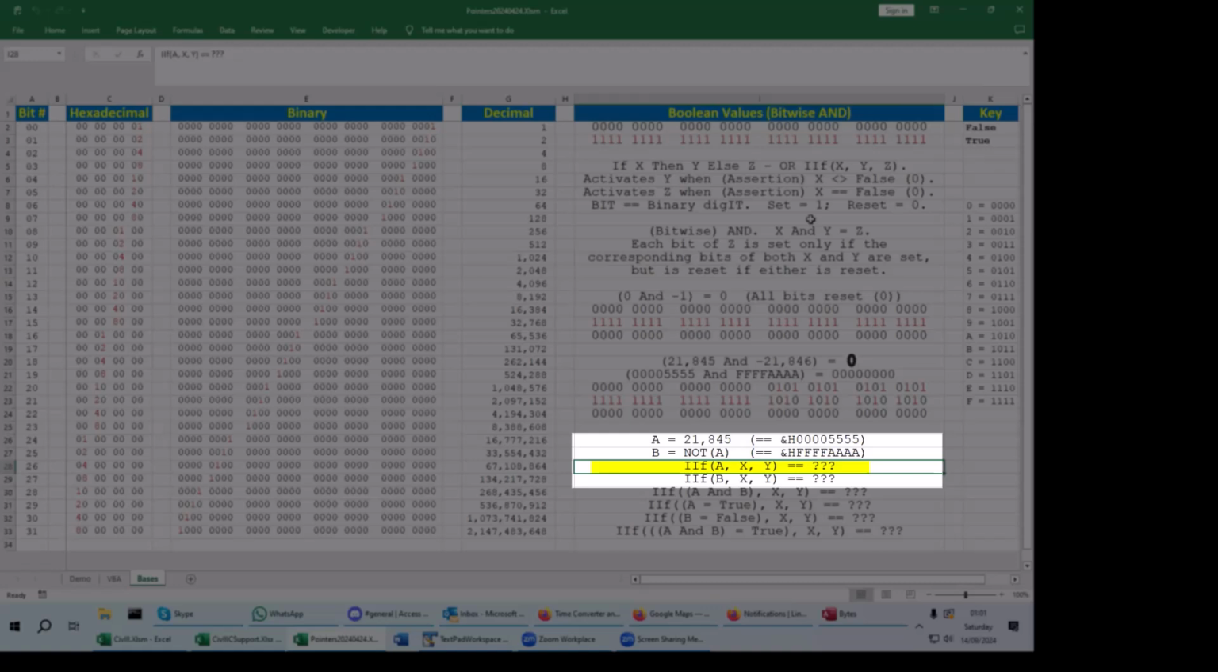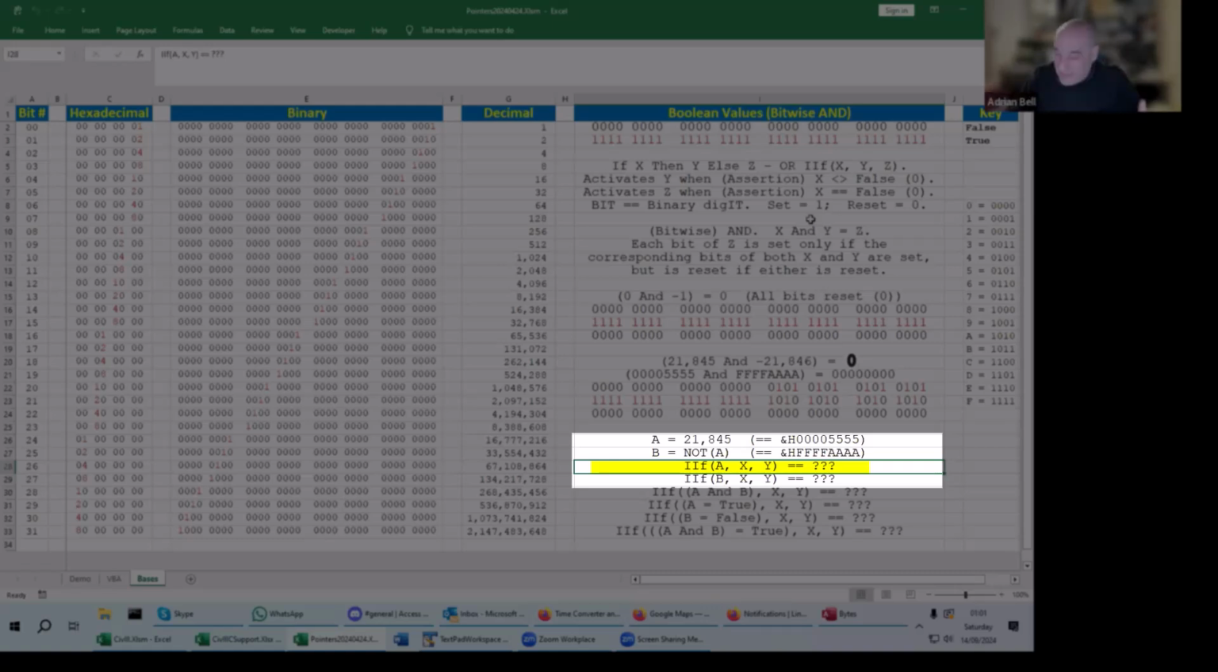A would evaluate to true because it's not 0. So therefore we get the value X. So if A is true, then we use X. If A is false, we'd use Y. That's exactly right. It's very simple, but it helps.